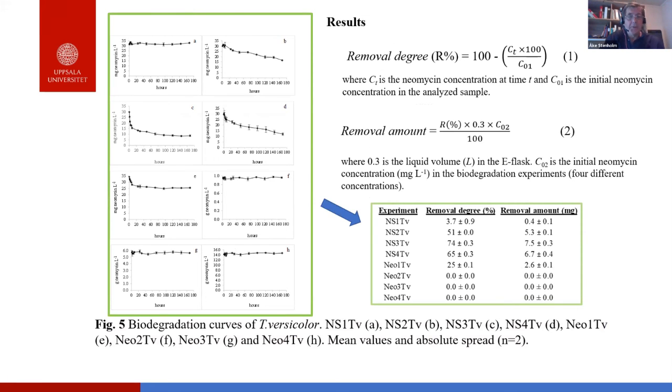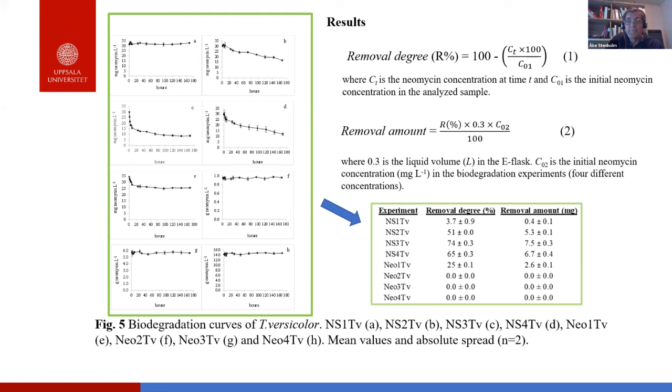Something about the results here. You can see the biodegradation curves to the left, where you have the hours on the x-axis and the concentration of neomycin on the y-axis. And here is the Trametes versicolor, the white rot fungus. For the last 3 curves, you cannot see any decline. And that means that the fungus does not have the possibility to biodegrade neomycin in the absence of the external nutrient solution.